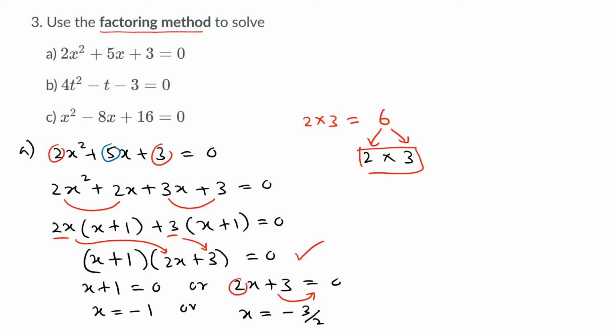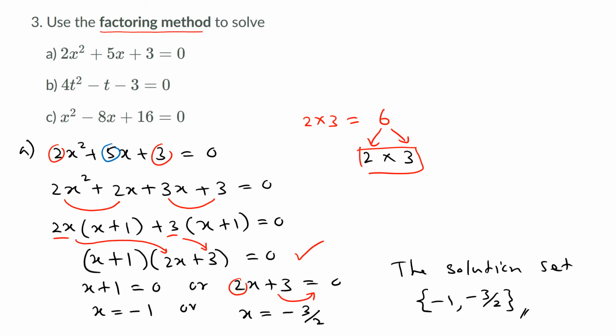So that's the answer, and you can have the solution set. You can write it as a set, because it's a solution set: -1, comma, -3/2. You can write it like that as a solution set. Okay, so that's how we use the factoring method to solve a simple problem like that.